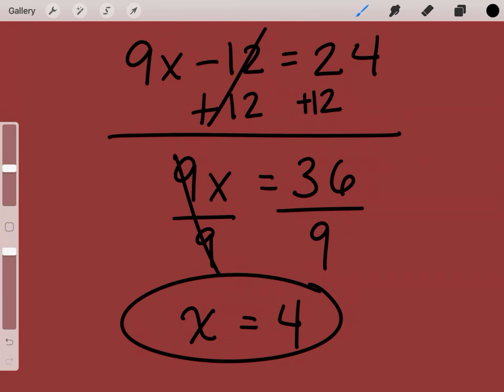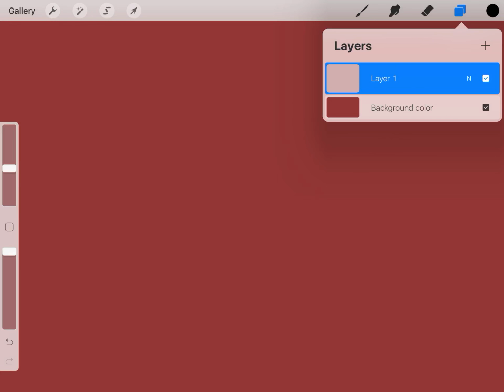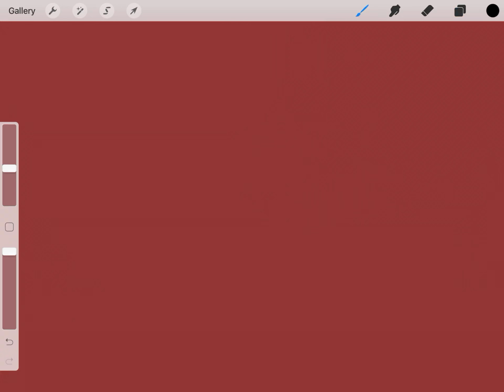And that's our answer. Hopefully that's what you got. If not, maybe you made a mistake along the way. Just look at the work I did. Hopefully that will help. All right. Moving on to our next problem of the day.